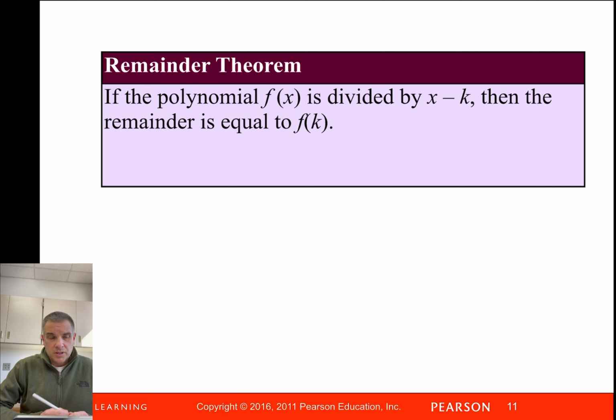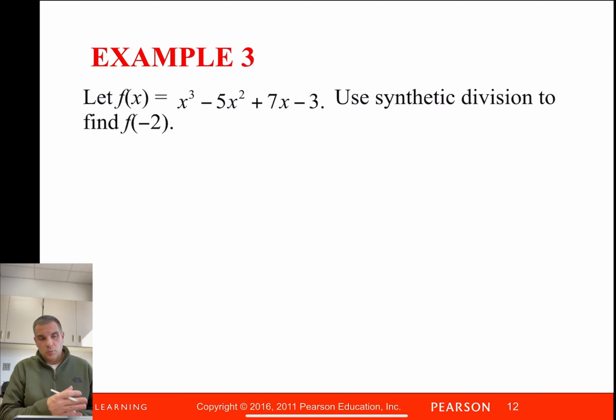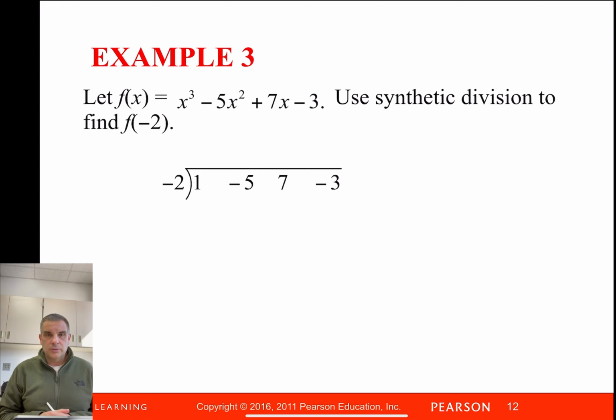So the question now is going to be to use what we call the remainder theorem to evaluate a polynomial. If a polynomial f of x is divided by x minus k, then the remainder is equal to f of k. So essentially what the remainder theorem is saying is that we can evaluate a function by dividing it using synthetic division for f of k. So for example, we're going to use synthetic division to find f of negative 2.